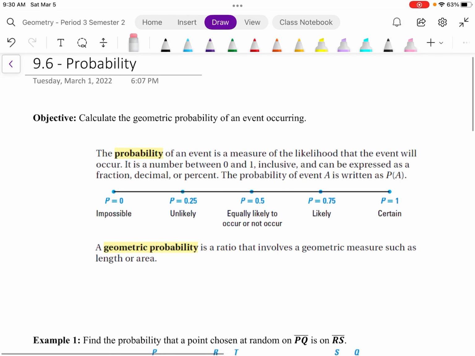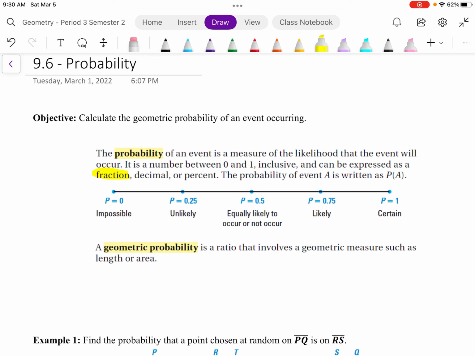9.6 is on probability, and today we're going to calculate the geometric probability of an event occurring. So, probability of an event is a measure of the likelihood that the event will occur. And it is always going to be a number between 0 and 1 inclusive, and can be expressed as a fraction, decimal, or a percent. And we are going to be using fractions in this chapter.